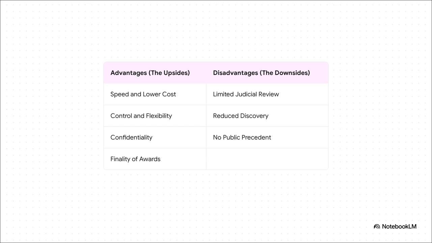On one hand, you have to explain the advantages, the pros, the upsides. We're talking about things like speed, saving money, and keeping the whole dispute private. But you also have to be very clear about the disadvantages, the cons, the drawbacks. And the biggest one is that when you agree to a binding process, you are essentially giving up your right to appeal. There's no do-over if you don't like the result.